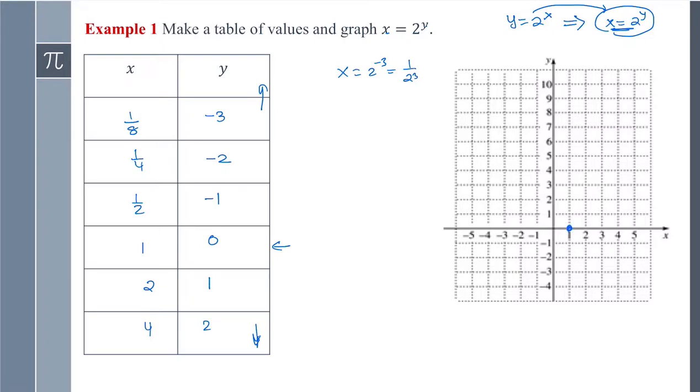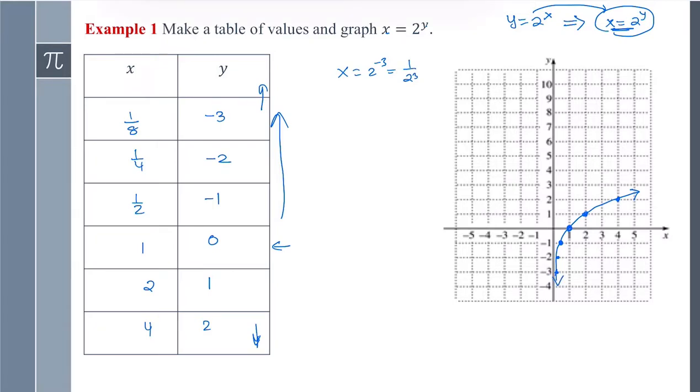Now let's move up here. When x is 1/2, y is negative 1. So it's down here. And then it gets closer and closer to the y-axis. So 1/4 and then 1/8. It gets closer and closer to the y-axis, okay? Now when we move to the right, when x is 2, y is 1. When x is 4, y is 2, and so on. So the graph looks something like this, that goes forever in this direction and forever in this direction.